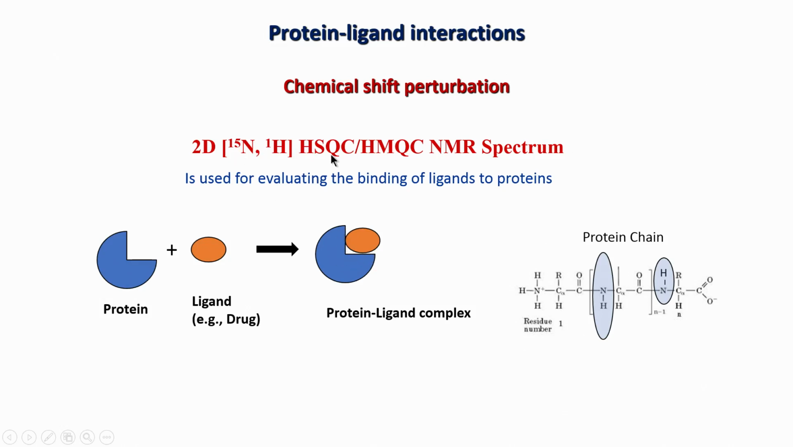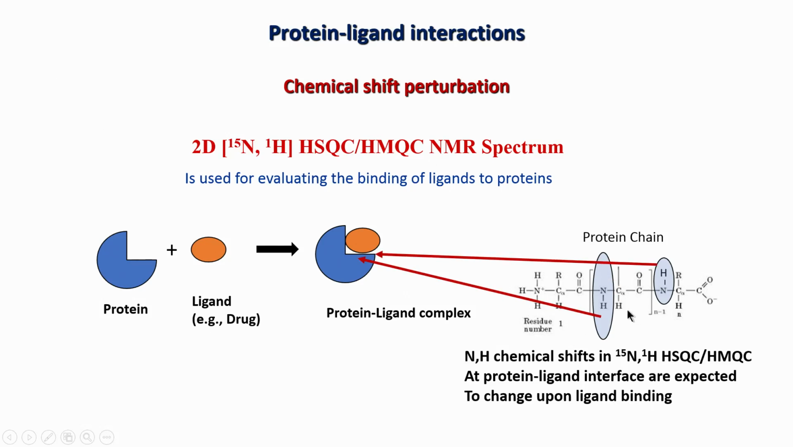HSQC NMR spectrum. So, typically we take N15 proton HSQC, not carbon. Carbon also can be used. In case of carbon HSQC, normally we look at the methyl signals, but in N15 HSQC we look at the signals coming from the amide protons and nitrogen. So, for each peak in the HSQC NMR spectrum, we know it corresponds to one amino acid.